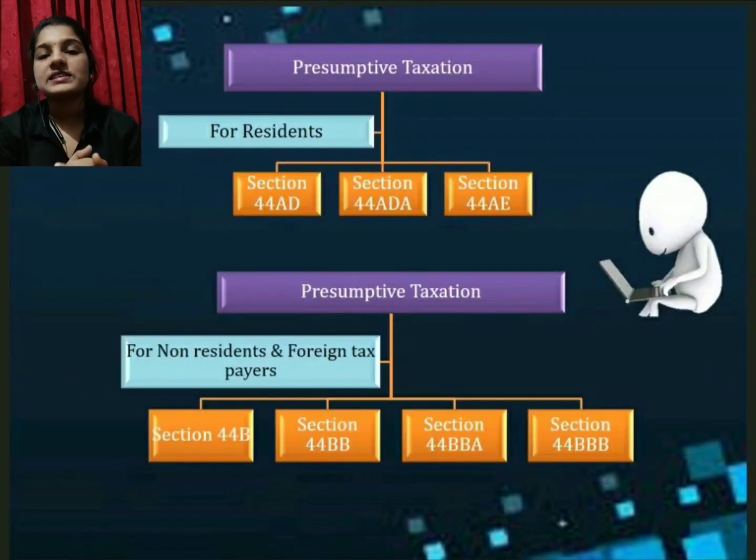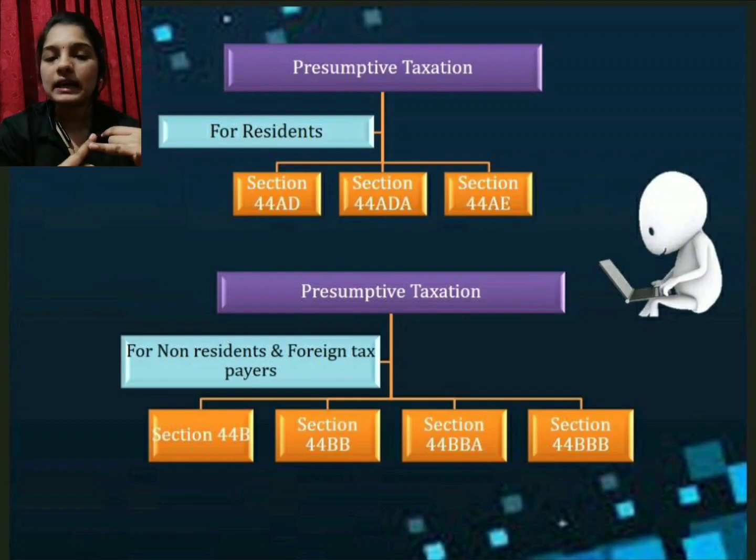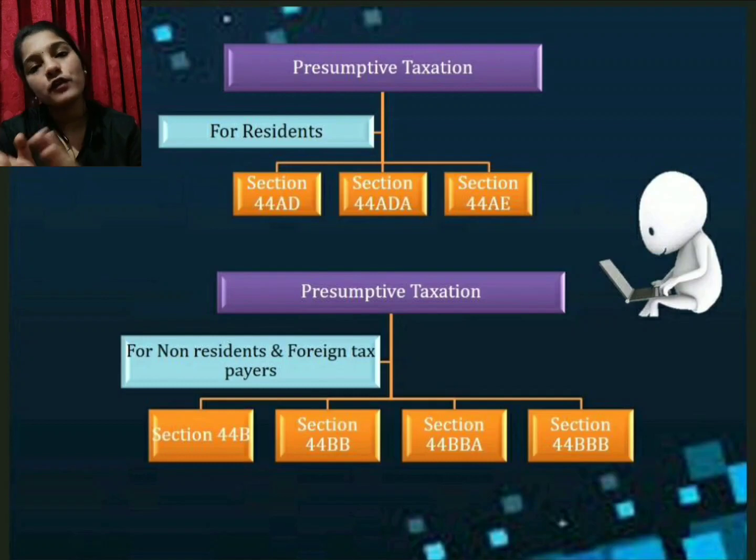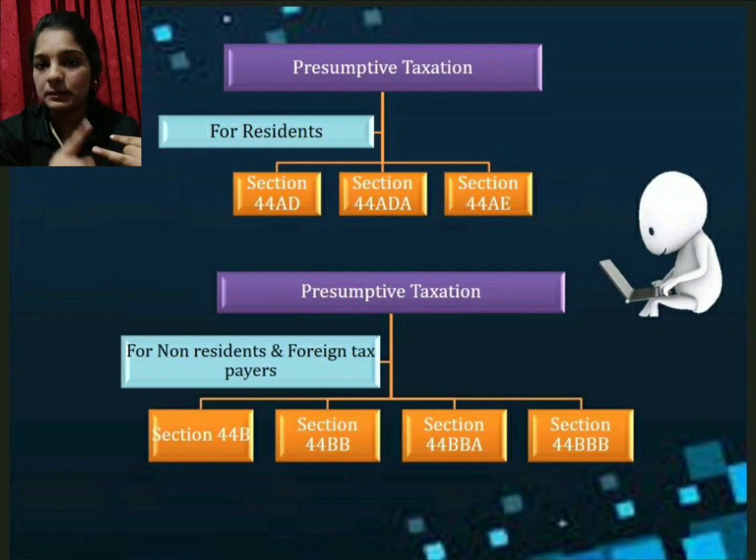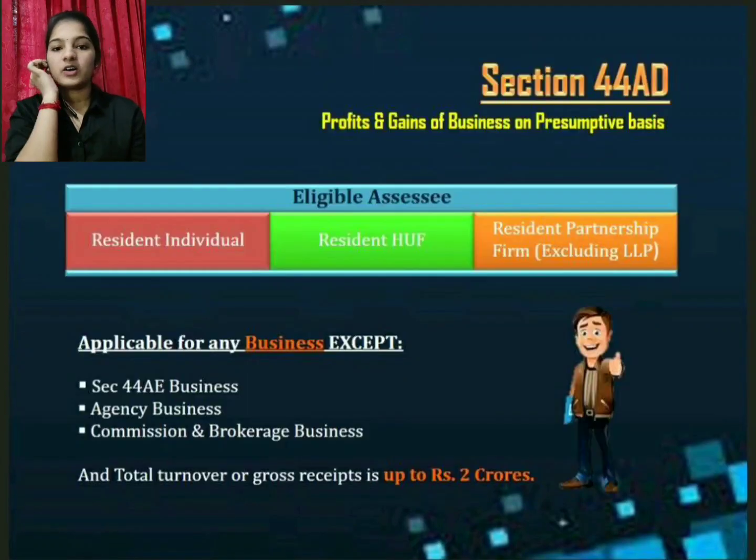As I said, in this session we will be discussing the presumptive taxation schemes in two parts. The first part is regarding residents, in which we will cover Section 44AD, 44ADA and 44AE. In the second part we will cover the presumptive taxation schemes for non-residents and foreign taxpayers, which covers Section 44B, 44BB, 44BBA and 44BBB. Now, let's discuss each section in detail.